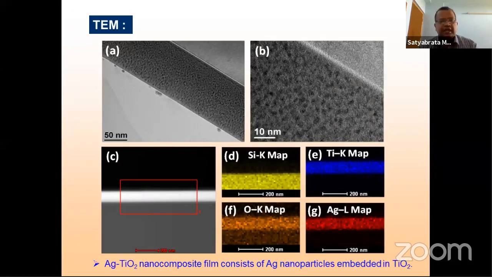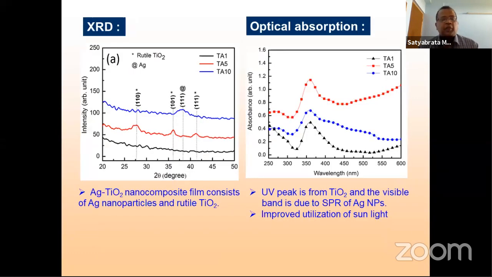TEM clearly shows that this silver TiO2 nanocomposite film consists of silver nanoparticles embedded in a TiO2 matrix. And this is again clear from the higher magnification TEM, and of course the mappings. XRD shows that they are made up of silver nanoparticles in rutile TiO2.